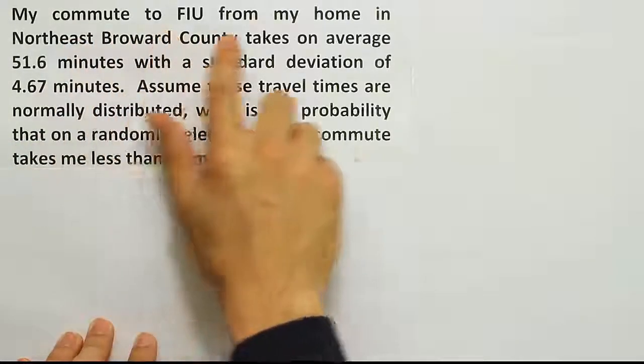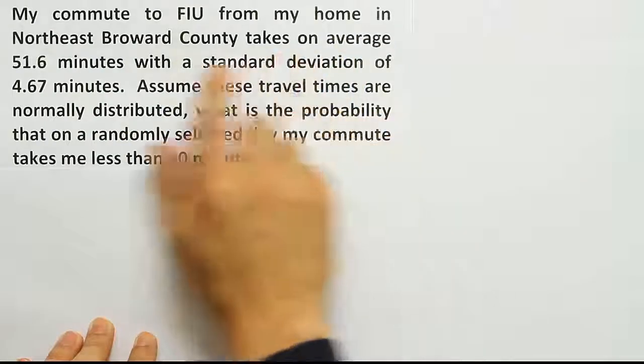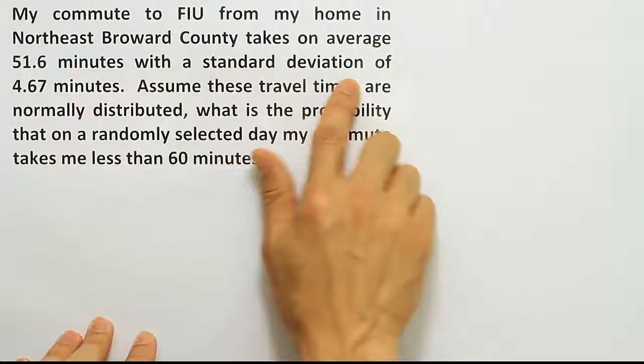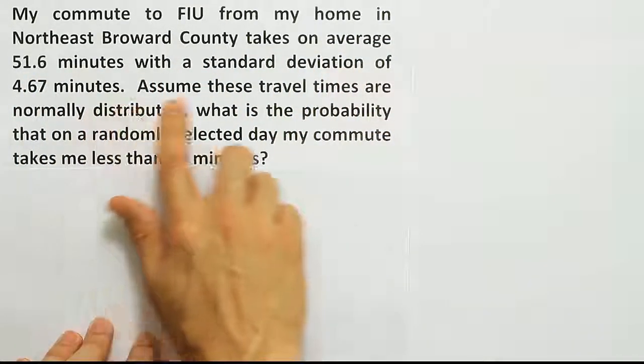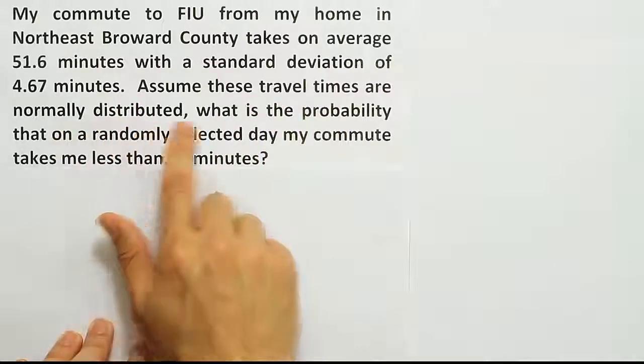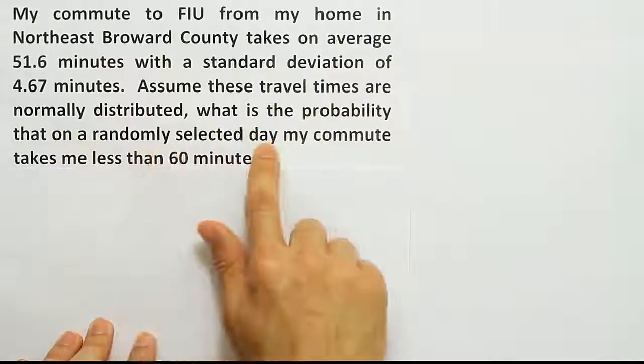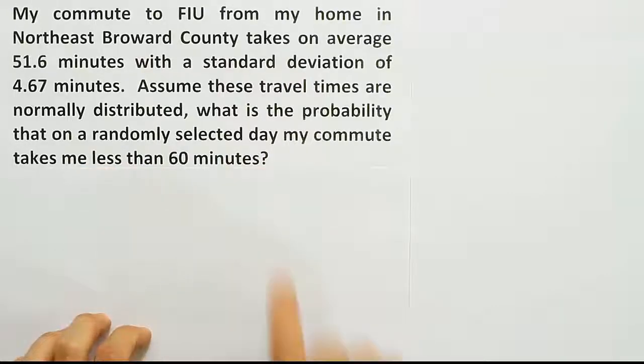My commute to FIU from my home in Northeast Broward County takes on average 51.6 minutes with a standard deviation of 4.67 minutes. Assume these travel times are normally distributed. What is the probability that on a randomly selected day my commute takes me less than 60 minutes?